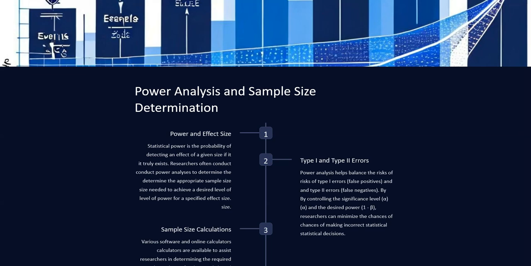Well, then you come to power analysis and sample size determination. Statistical power is the probability of detecting an effect of a given size that truly exists or not. The researcher often conducts power analysis to determine the appropriate sample size.